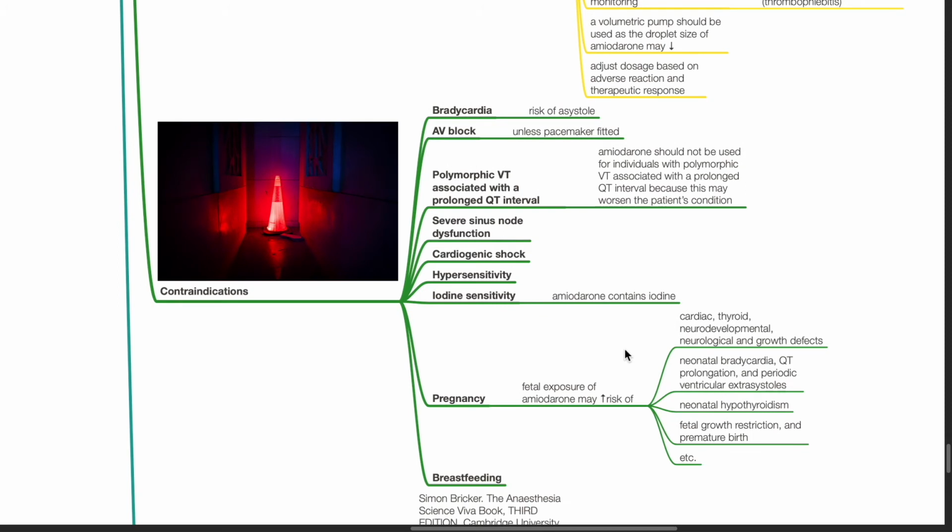Contraindications for amiodarone include bradycardia due to risk of asystole, AV block unless pacemaker is fitted, polymorphic VT associated with a prolonged QT interval because this may worsen the patient's condition, severe sinus node dysfunction, cardiogenic shock, hypersensitivity, iodine sensitivity as amiodarone contains iodine, pregnancy.